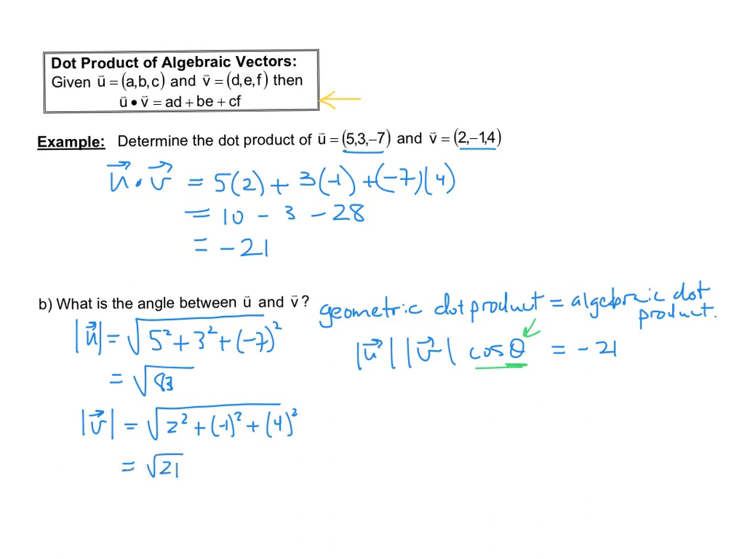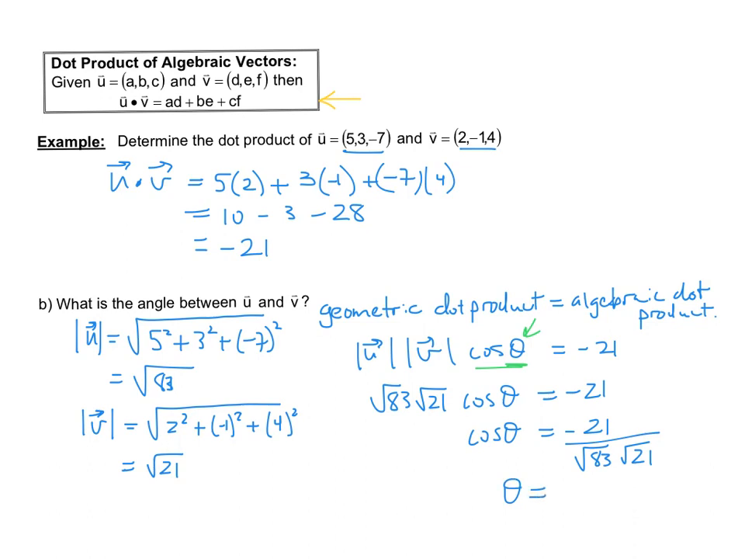All right, so now we fill in what we have here. We're going to have the square root of 83 multiplying the square root of 21, multiplying the cosine of theta, and that equals negative 21. We're going to solve for cosine of theta by dividing both sides by the square root of 83 times the square root of 21. And then I'm going to put all that in my calculator in one sweep motion so that I don't have a rounding error there.